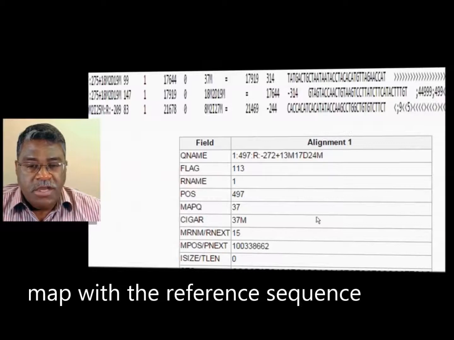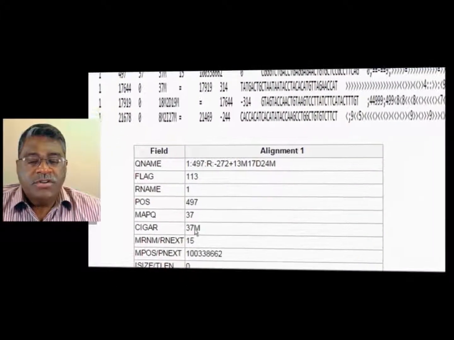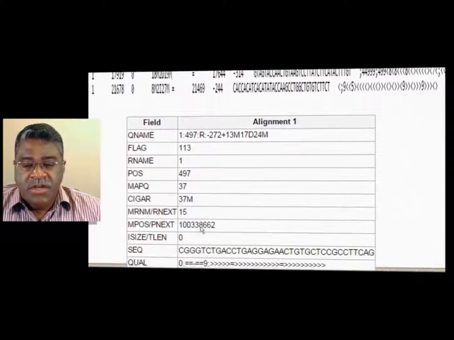It can get a lot more complicated, and so we can count here 1, 2, 3, up to 37. So that means all 37 match to the reference.